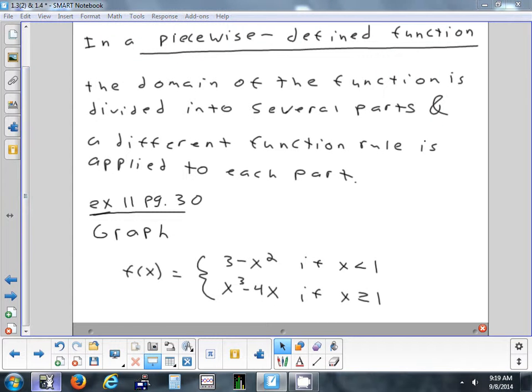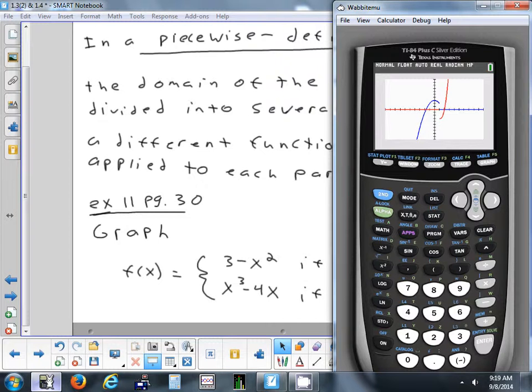Range, well, we look at the range. It looks like it does go up and down forever, and it will. The blue part of the parabola goes down forever. The red part goes up forever, and there's even a little bit of overlap between the y values of like 3 and negative 3.